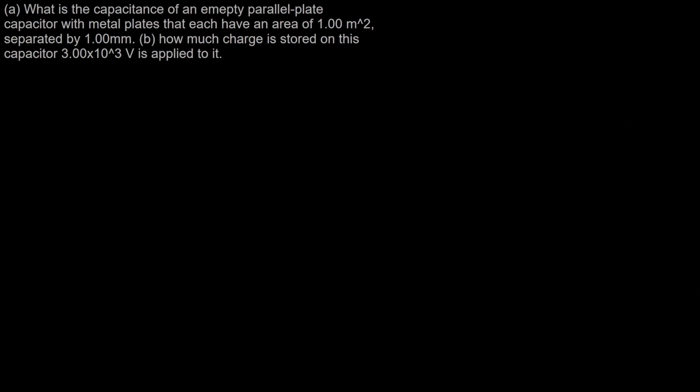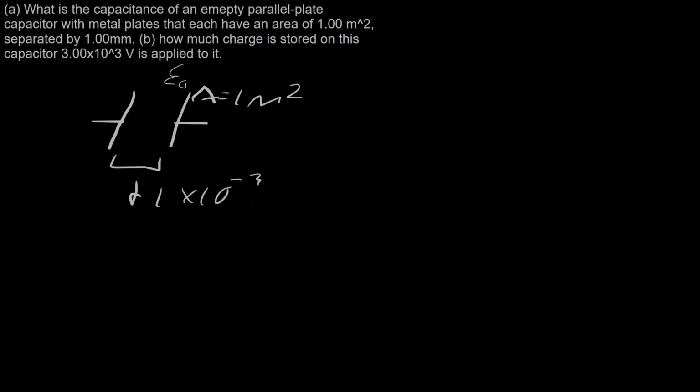Alright, now we're given a practice problem to test what we learned. We're given an empty plate capacitor, which means we're just going to have air, essentially a vacuum, between the plates, which is going to be our permittivity constant. It is separated by a distance d, and each plate has an area of 1 meter squared and is separated by 1 times 10 to the negative 3 meters for our d value. It asks us, what is the capacitance?